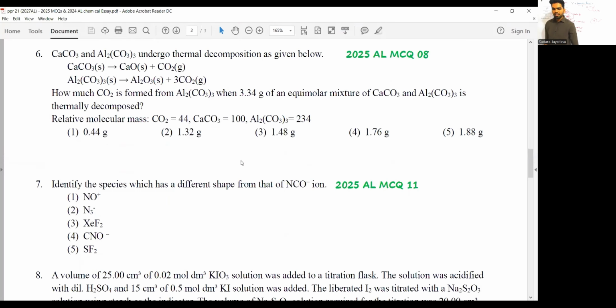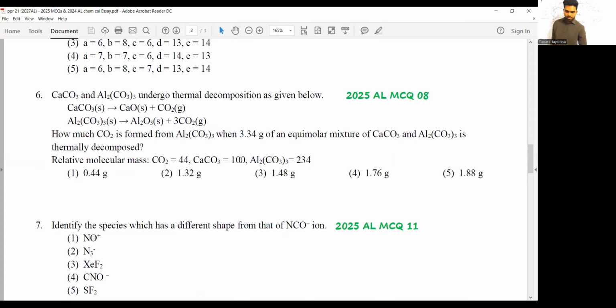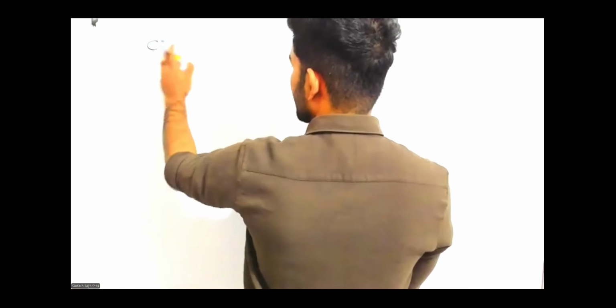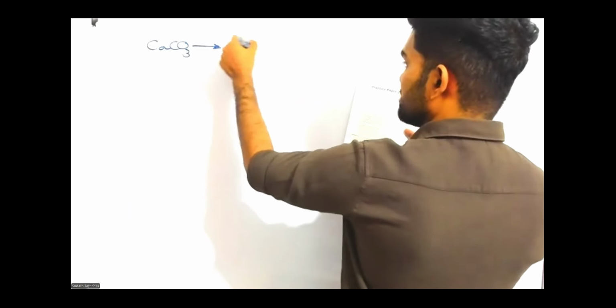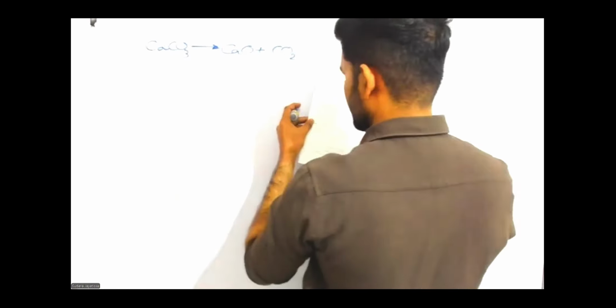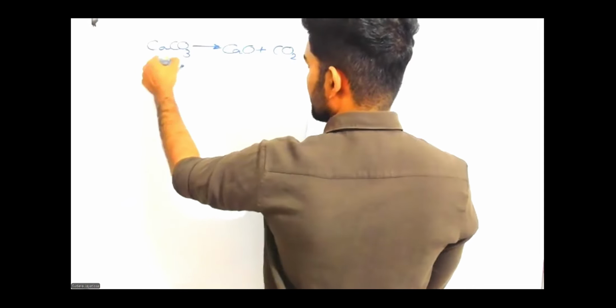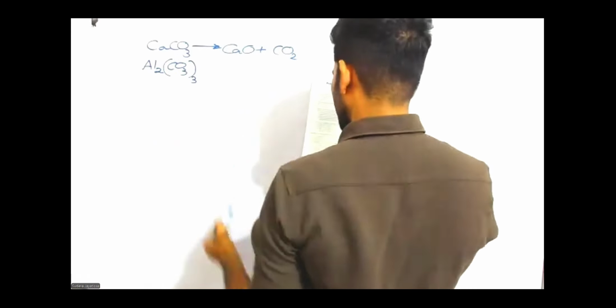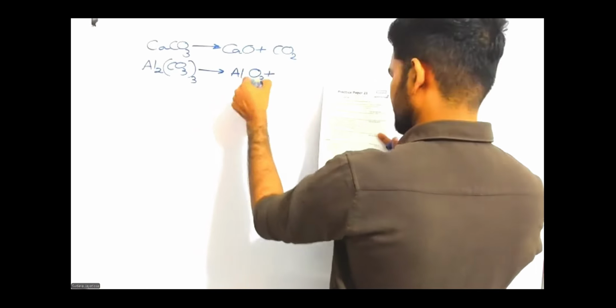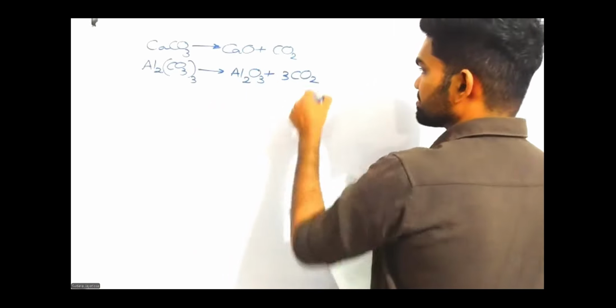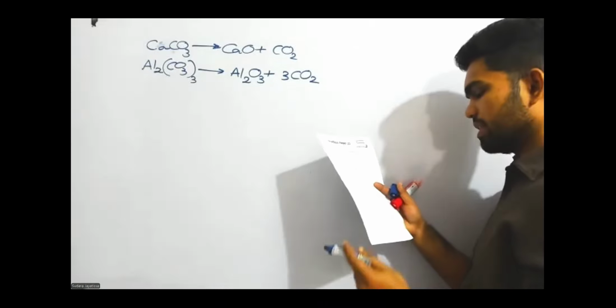Question number 6. It is a chemical calculation. We'll see how to do that. You have 2 equations. Calcium carbonate goes to calcium oxide and carbon dioxide. And aluminum carbonate, Al2(CO3)3, also goes to Al2O3 and 3 carbon dioxide.